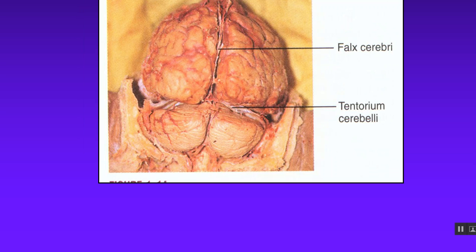So here's the back of a skull, or back of somebody's head, and you're looking at the back of the brain. You can see this is skull right here. They've actually cut away. This is the foramen magnum right down here. This is the foramen magnum.